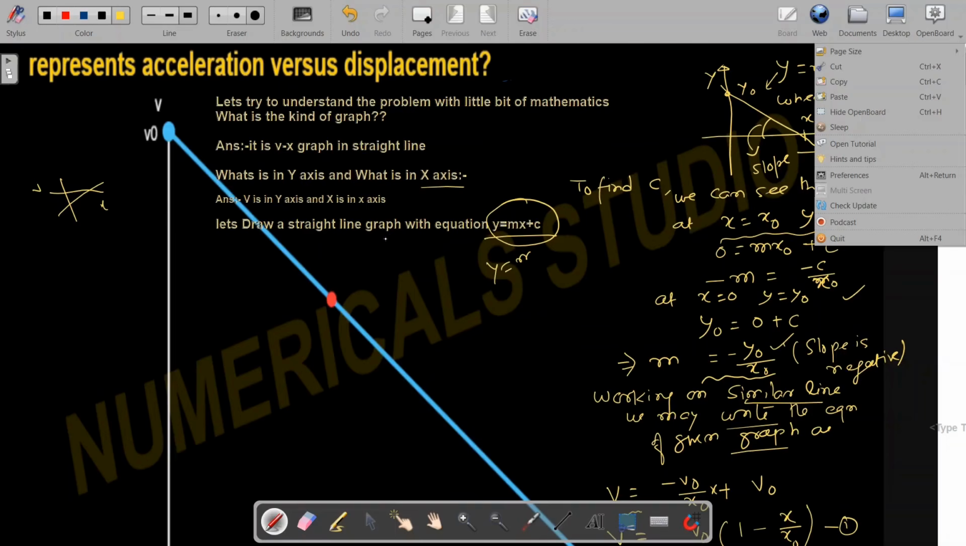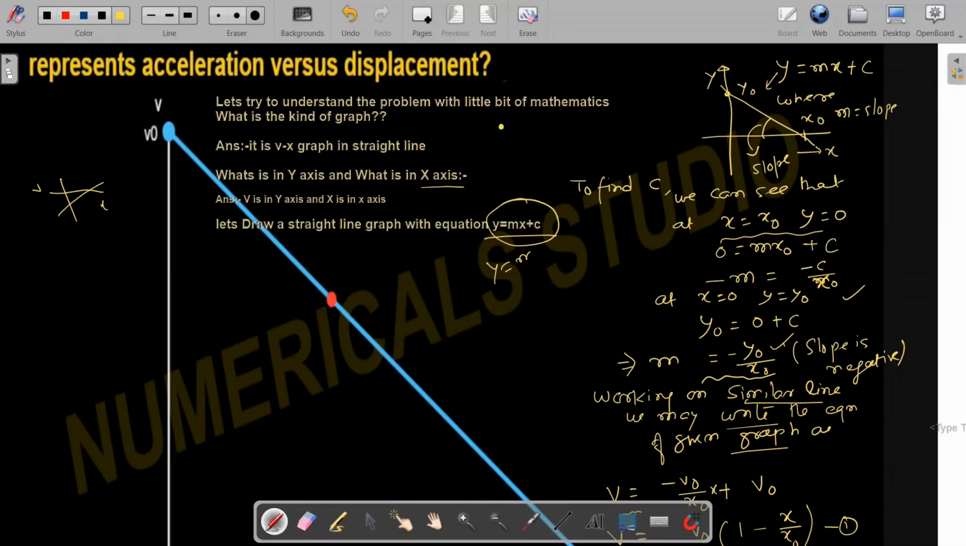Let us try to understand the graph first. What kind of graph is given here? Yes, you are right. It is a straight line graph of velocity and displacement. Now, if I ask, what is the general equation of a straight line drawn between the y-axis and the x-axis? All of us will say, y equal to mx plus c, where m is the slope of the graph, and c is a constant, also called the intercept.